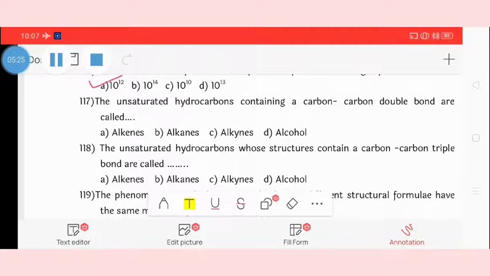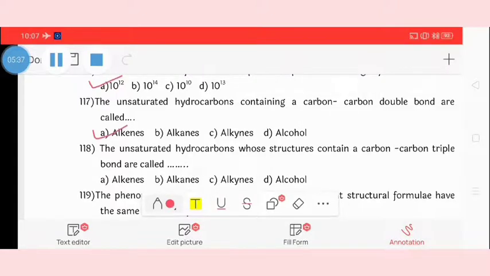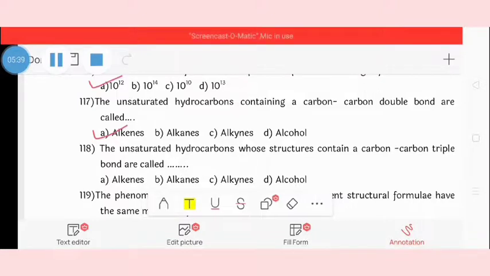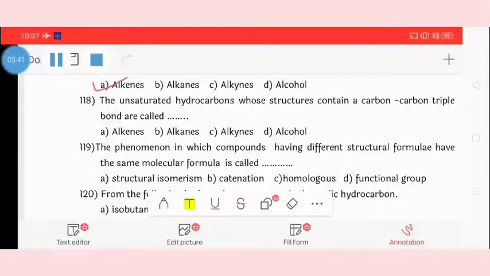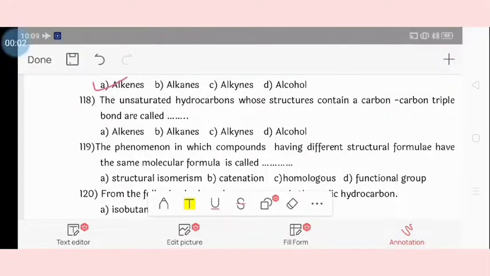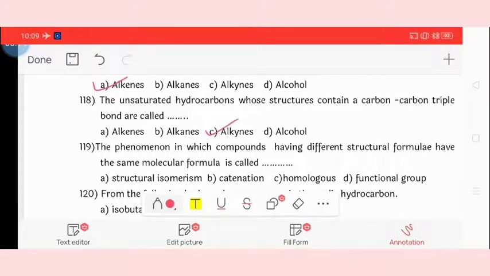The unsaturated hydrocarbons containing a carbon-carbon double bond are called alkenes, alkynes, alcohol. So the correct option is option A, that is alkenes, because it is a carbon-carbon double bond. The unsaturated hydrocarbons whose structure contains a carbon-carbon triple bond are called alkenes, alkanes, alkynes or alcohols. So the correct option is alkynes.